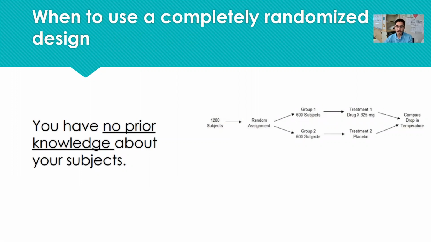Well, I would use this design if I had no prior knowledge about my subjects, right? I didn't know anything about my subjects. All I know is the treatments that I want to test and the outcome I want to measure, and that's it. But my subjects, I know nothing about them. This is kind of the default design to use, just assuming we know nothing about our subjects.